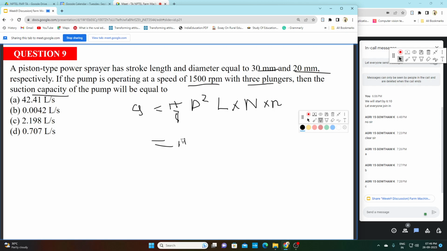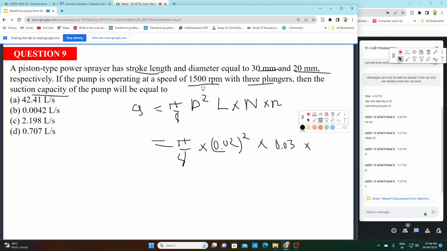So same formula you can apply, pi by 4 into d square. D is diameter, 20 millimeter. That means 0.02 meter, 0.02 square. What is length? Stroke length is 30 millimeter. That means 0.03. Okay, d square is complete, L is complete.